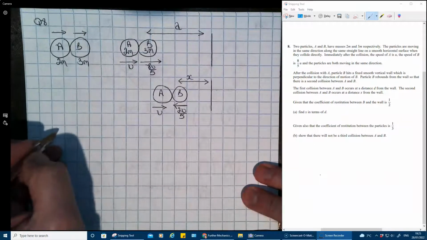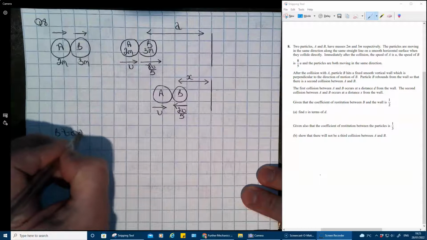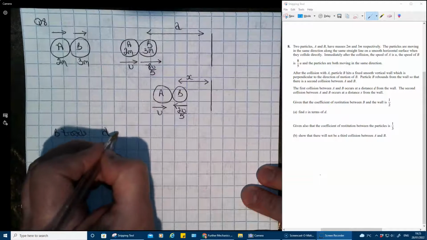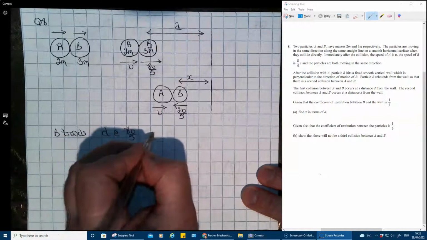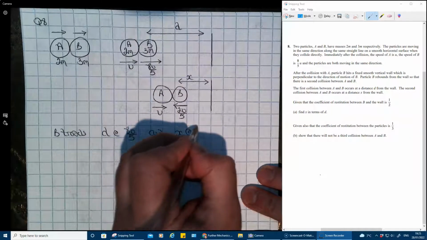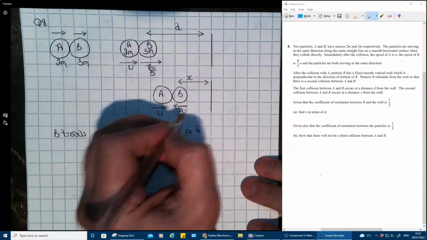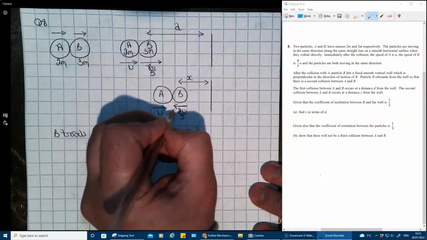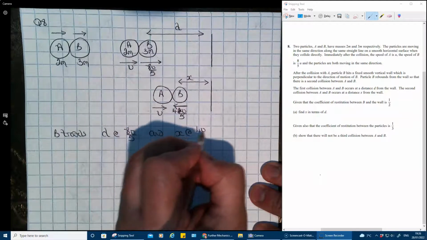So we need to look at the distances B travels. So B travels a distance of d at a velocity of 8u over 5, and also a distance of x at 4u over 5. Oh, sorry. So what's the coefficient of restitution? Half, sorry. This is not 2u, it's 4u, apologies. Think of an old question. Okay, so x at 4u over 5.